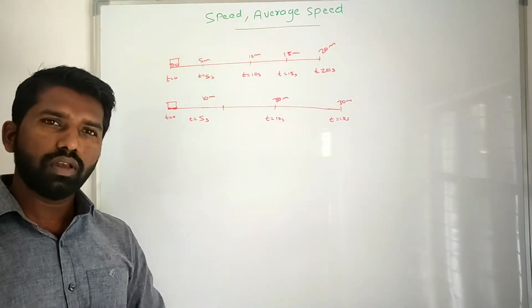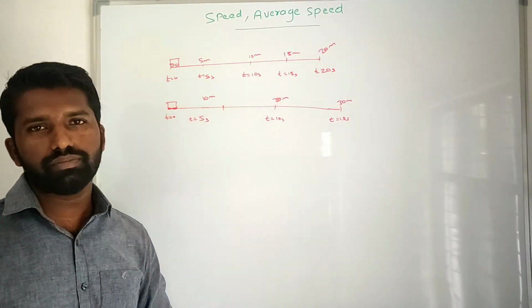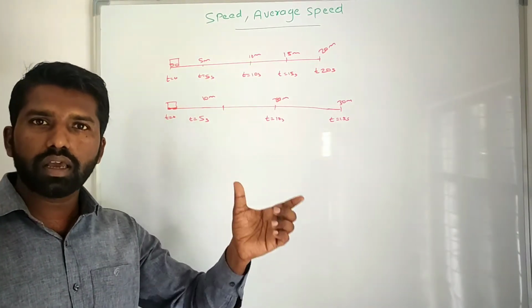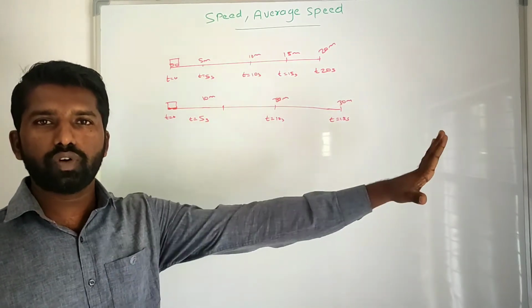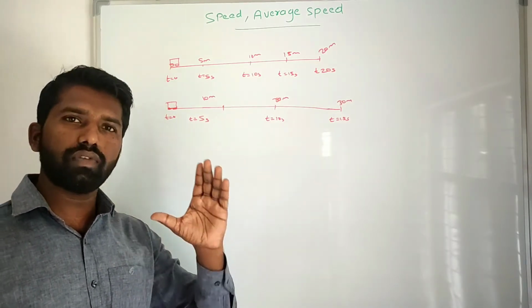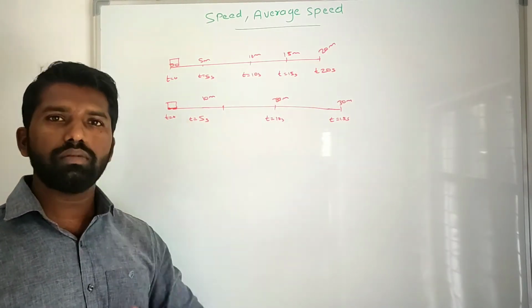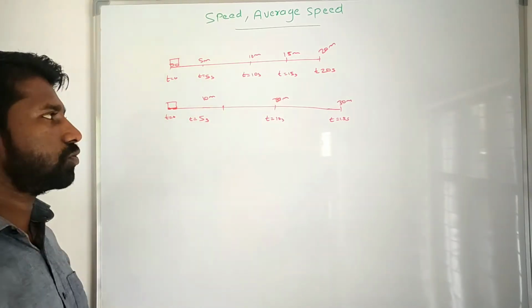That means we are using a term, distance divided by time. If that value is more, we can say that the object is faster. So this distance divided by time, we name it as speed. So we can now define speed.